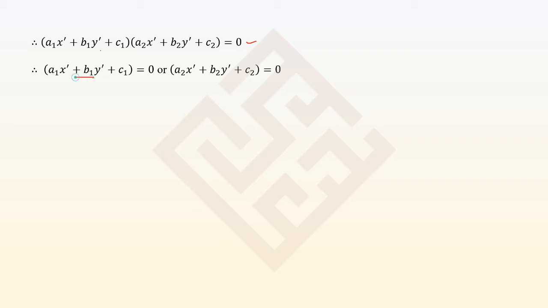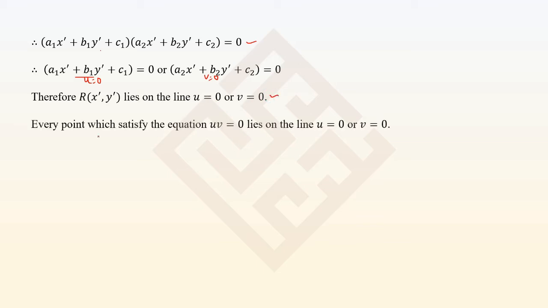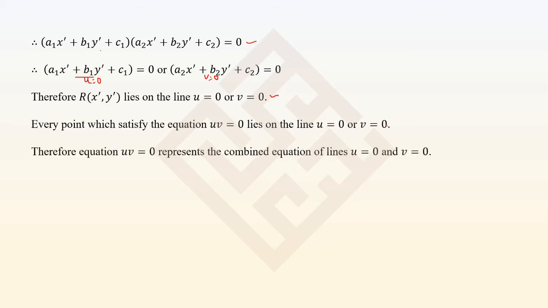Now if you look at this equation, हमें मिल जाता है, therefore you can say R which is (x', y') is satisfying the equation. This equation is u is equal to 0 and this is v is equal to 0. So it is lying on the line u is equal to 0 and v is equal to 0. So every point which satisfies the equation u into v is equal to 0 lies on the line either u is equal to 0 or v is equal to 0. So hence this is the proof that we required.